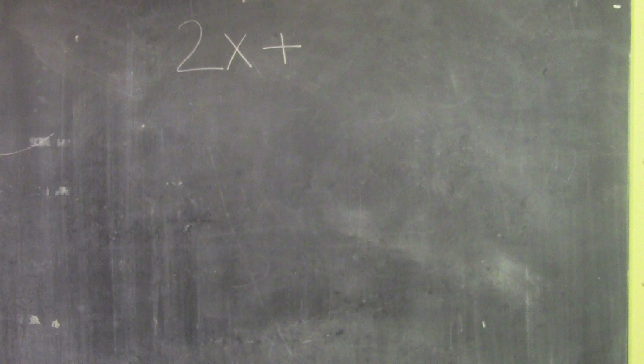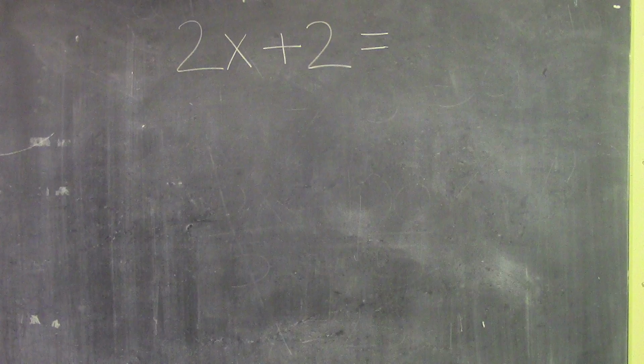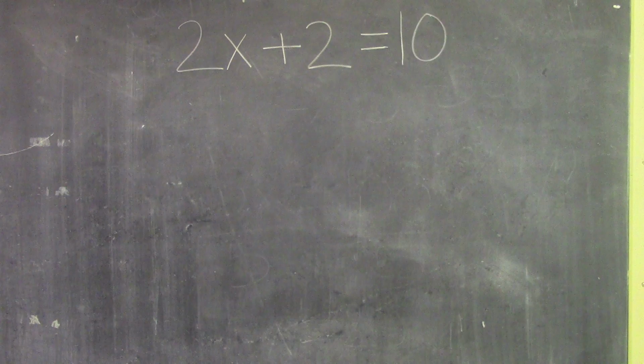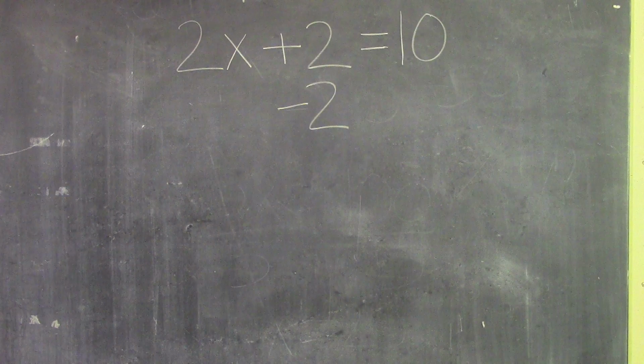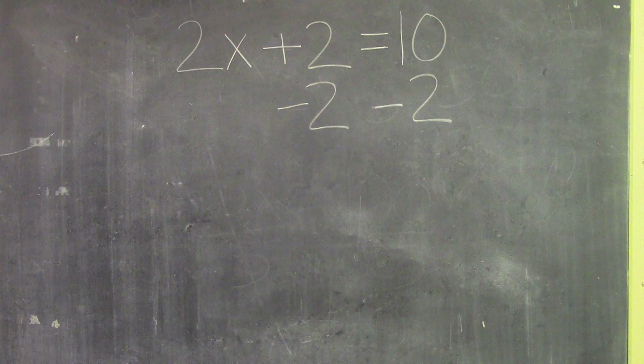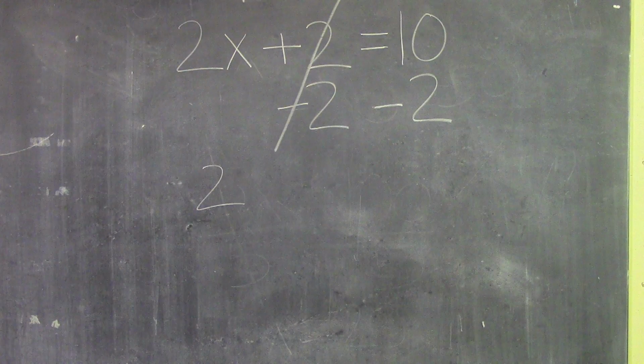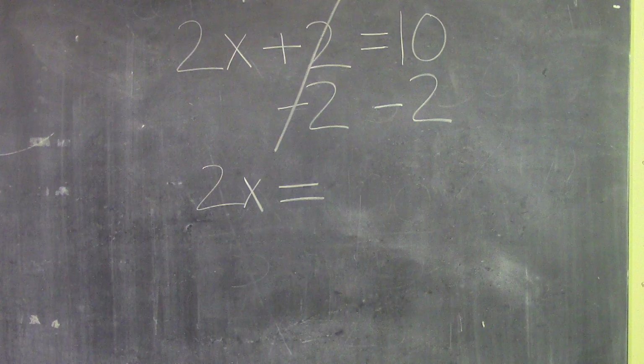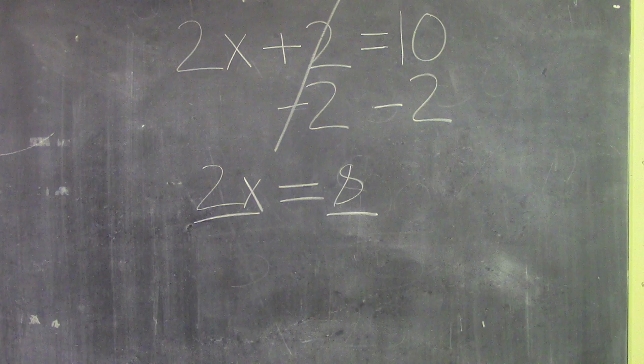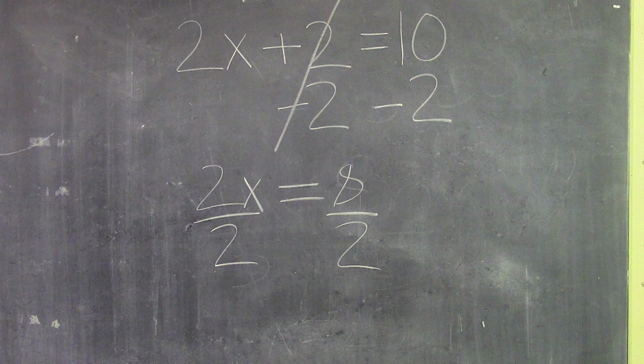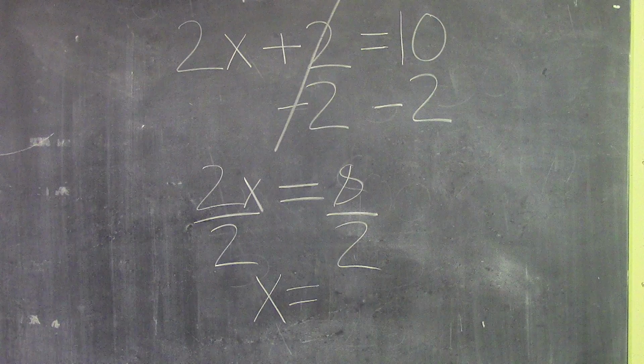In this next equation, you need to solve for x. You would subtract 2 from each side, then divide by 2 to isolate x. And your solution is x equals 4.